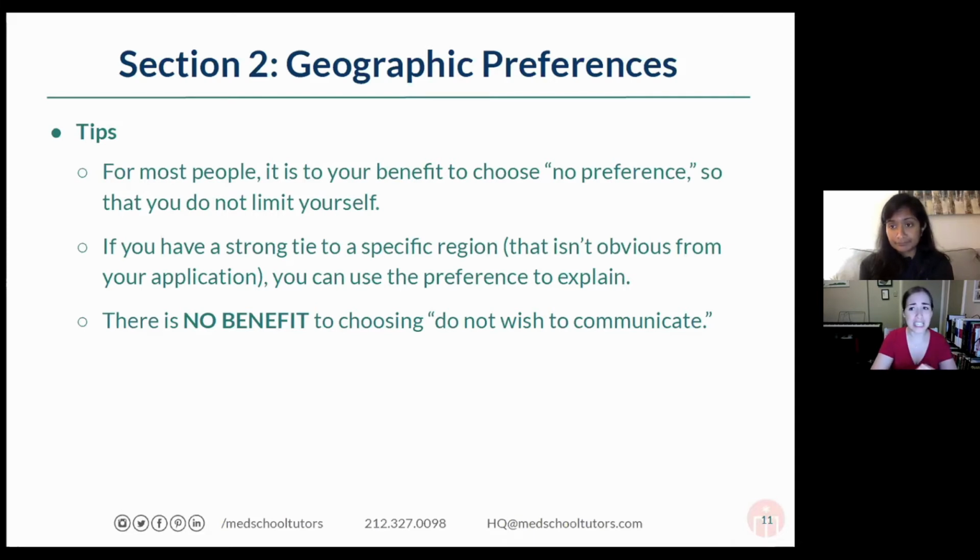The key thing here is that there's really no benefit to saying you do not wish to communicate. It has all the downsides of picking regions and none of the upsides of picking regions. So either say you have no preference, and then describe how excited you are to train anywhere in the country, or tell the 3 regions that you're interested in why you're interested and give them a good reason why that's where you want to be.